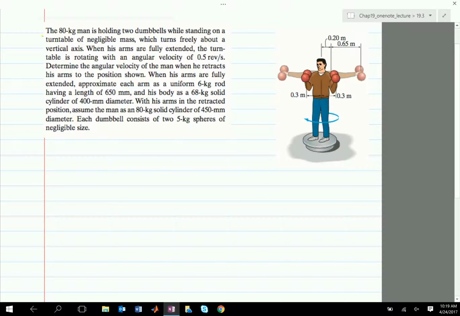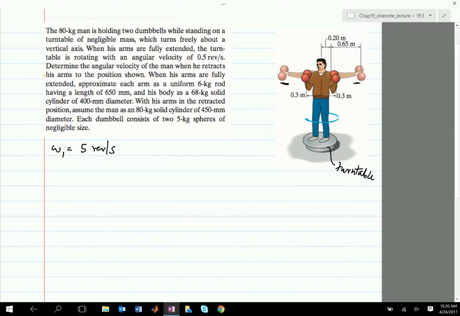Okay, so the 80 kg man is holding two dumbbells while standing on a turntable of negligible mass. So this is a turntable, which turns freely about a vertical axis. When his arms are fully extended, okay, it's shown right here, the turntable is rotating with an angular velocity of 0.5 revolutions per second. So let's say omega 1 is 0.5 revolutions per second.